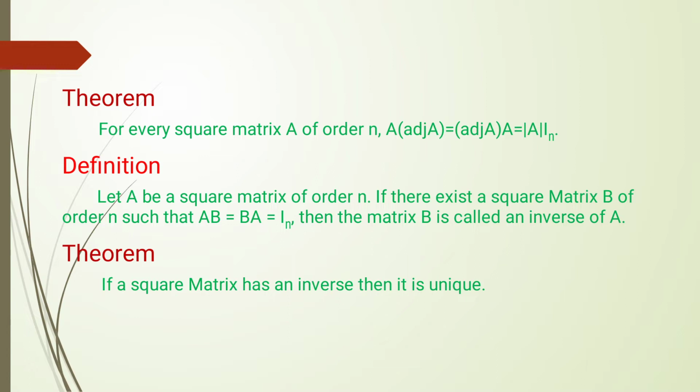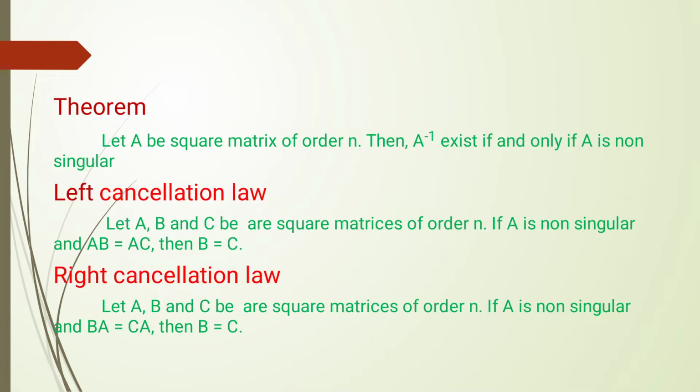Let A be a square matrix of order n. If there exists a square matrix B of order n such that AB equals BA equals I, then the matrix B is called an inverse of A. Theorem 2. If a square matrix has an inverse, then it is unique. Theorem 3. Let A be a square matrix of order n, then A inverse exists if and only if A is non-singular.